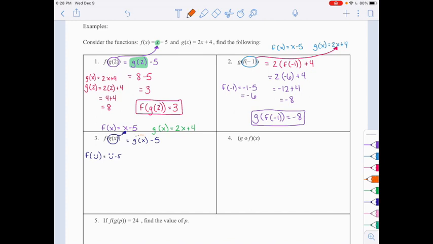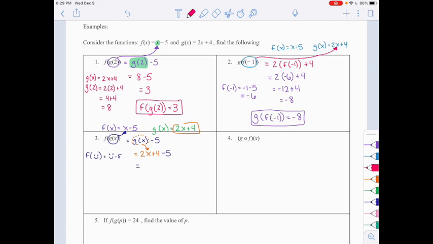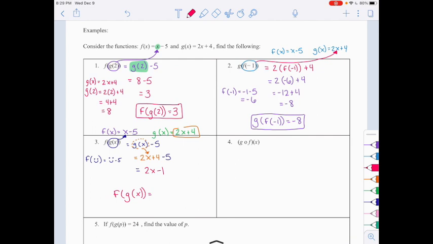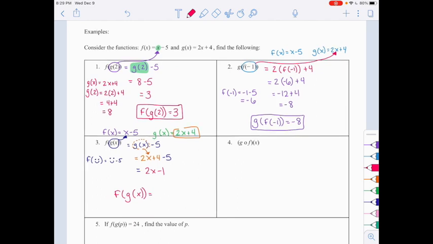Then I need to know what g of x is. Well, g of x is 2x plus 4. So this is going to become 2x plus 4, because that's what g of x was, and then I'm going to bring down my minus 5. Combine like terms to simplify. So this becomes 2x minus 1. So the new function that we've created by composing g of f of x, or sorry, f of g of x, is 2x minus 1.